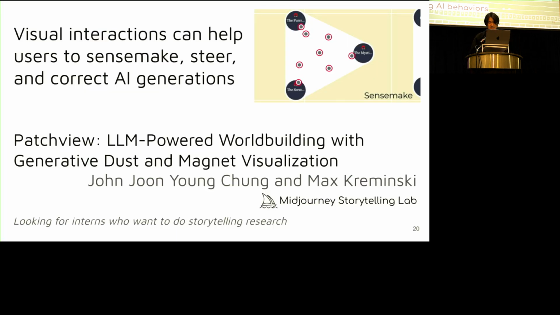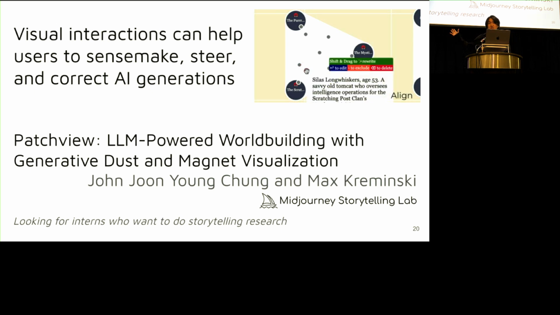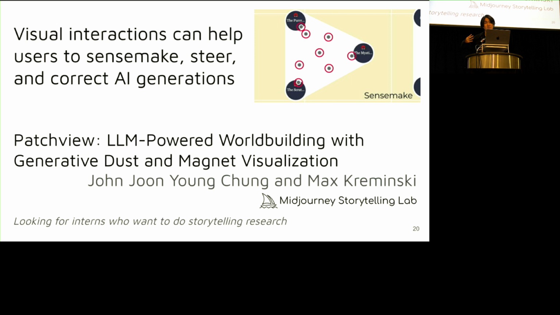So this is basically all of the things that I want to talk about. There are definitely more details in the paper, so if you're interested, please read the paper. But the high-level takeaway is that visual interaction can help users to sense make, steer, and correct AI generation. And I think this is only one instantiation within the context of our interest, so there might be other types of visual interaction. I think we can think about more interesting approaches in the community. So yeah, this is basically it for today.